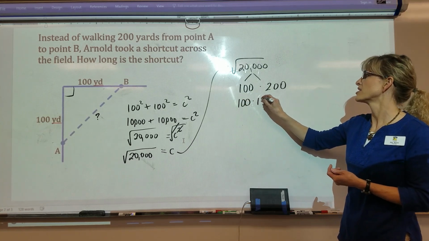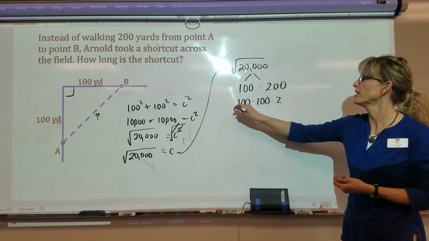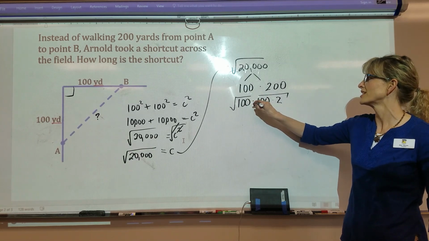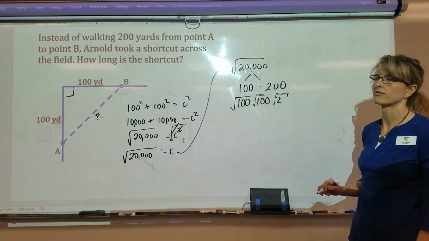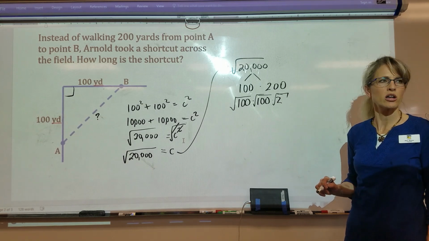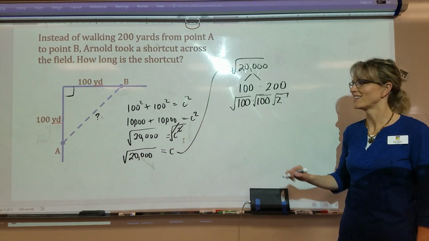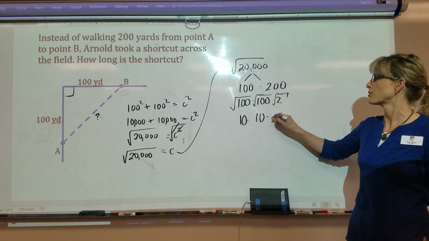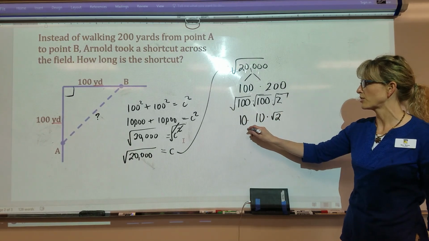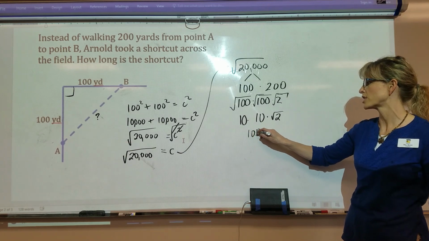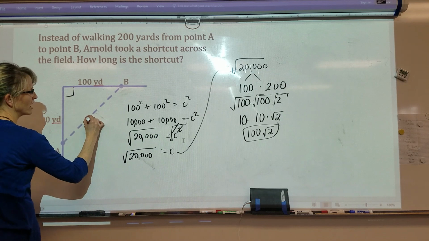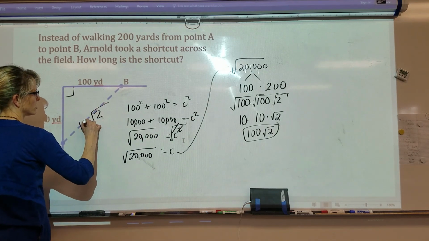You bet. I'm going to list the perfect squares first, right? Square root all of it. Now square root each one. I'm going to do the shortcut. Give me a nod if you're okay so far. Okay? So root 100 is 10, root 100 is 10, root 2, we leave it, it doesn't have a root, and we combine: 10 times 10 is 100, root 2. This is the most simple way to write the length he has to walk.